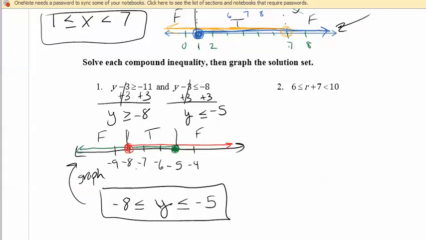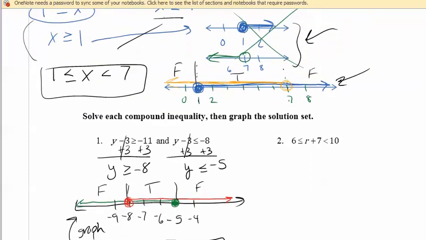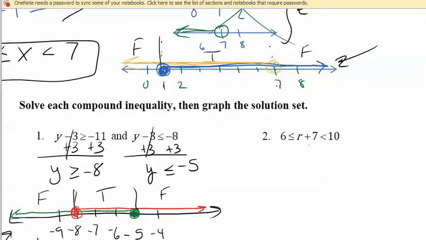Okay, let's try number 2. So number 2, I'm actually not going to take it apart. Remember I told you that you could split them apart and write negative 6 is less than or equal to r plus 7 and r plus 7 is less than 10. You can continue to do that if you would like, but I'm also going to show you in this example how to solve it all together. Okay, so we don't always have to separate it.